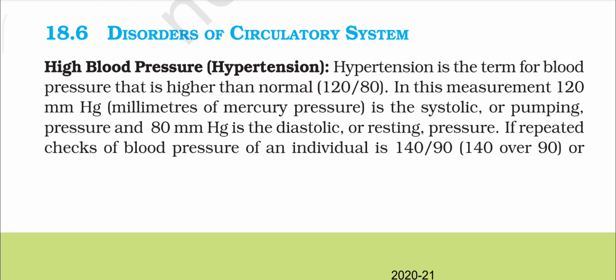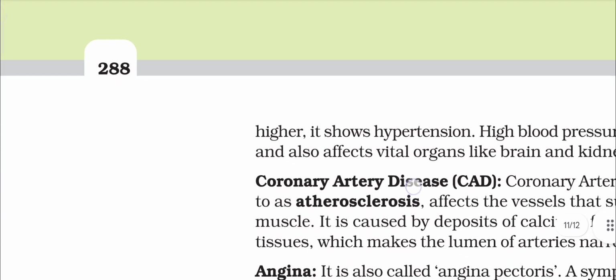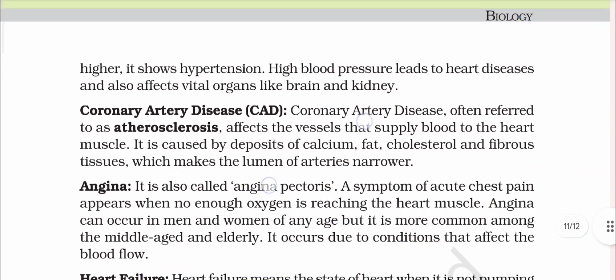120 क्या है, सिस्टोलिक या पंपिंग प्रेशर है, और 80 mm Hg क्या है, डायस्टोलिक या रेस्टिंग प्रेशर है. If repeated checks of blood pressure of an individual is 140 by 90, यहाँ पे 140 क्या है, सिस्टोलिक. सिस्टोलिक मतलब पंपिंग प्रेशर, और 90 क्या है, डायस्टोलिक या रेस्टिंग प्रेशर. It shows hypertension. High blood pressure leads to heart disease and also affects vital organs like brain and kidney.